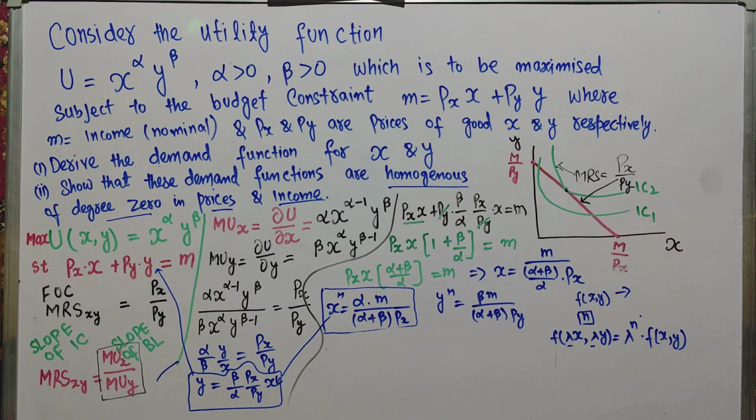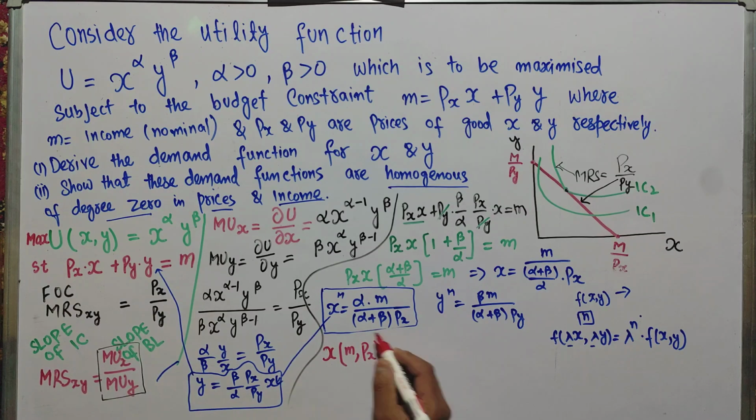Now we have to prove this function is in fact homogeneous of degree 0 in income and prices. That means, can I write this demand function? So here you can see x is a function of two things, that is the income and the price of good x.